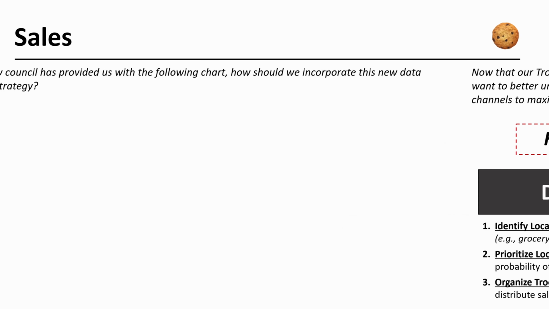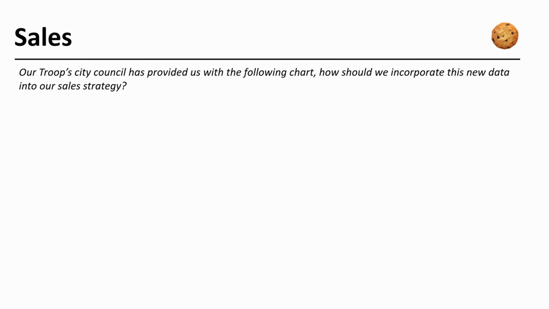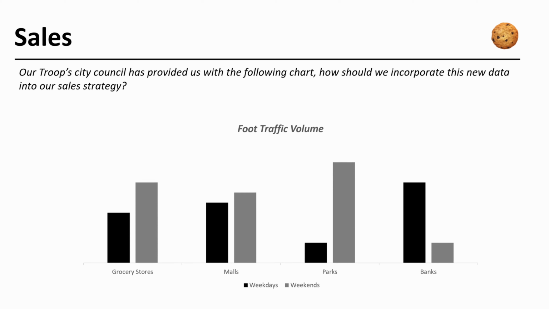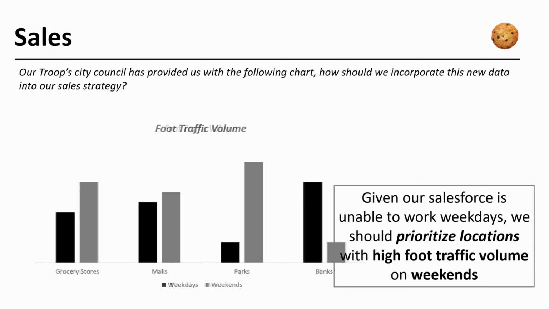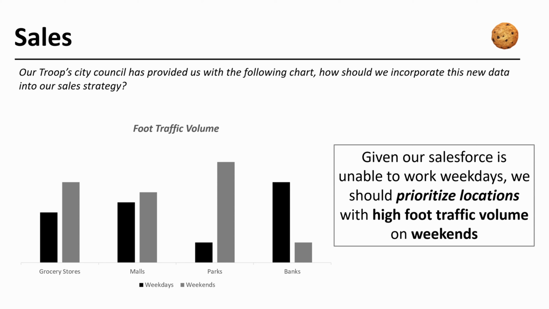Our city council has provided us with the following chart to help with this year's cookie sale. How should we incorporate this new data into our sales strategy? This chart shows the foot traffic volume for 4 popular locations, segmented by their popularity on weekdays versus weekends. One initial takeaway is that given our sales force is unable to work weekdays as they have school, we should prioritize locations with high foot traffic on weekends. So prioritize grocery stores, malls, and parks while avoiding banks who have very low traffic on weekends.